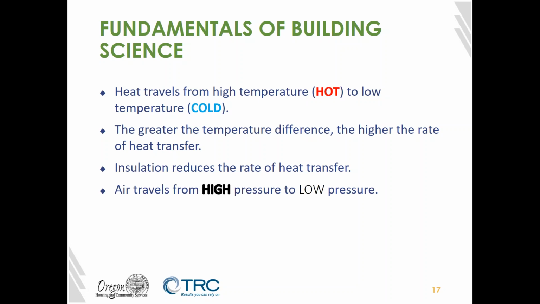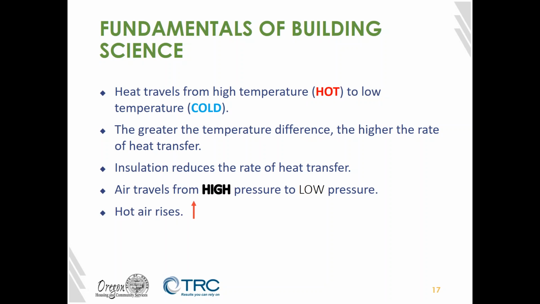Air travels from areas of high pressure to areas of low pressure. So when we do things that affect the pressure dynamics of an apartment or of a building, that's going to cause air to move, and air will find a way.